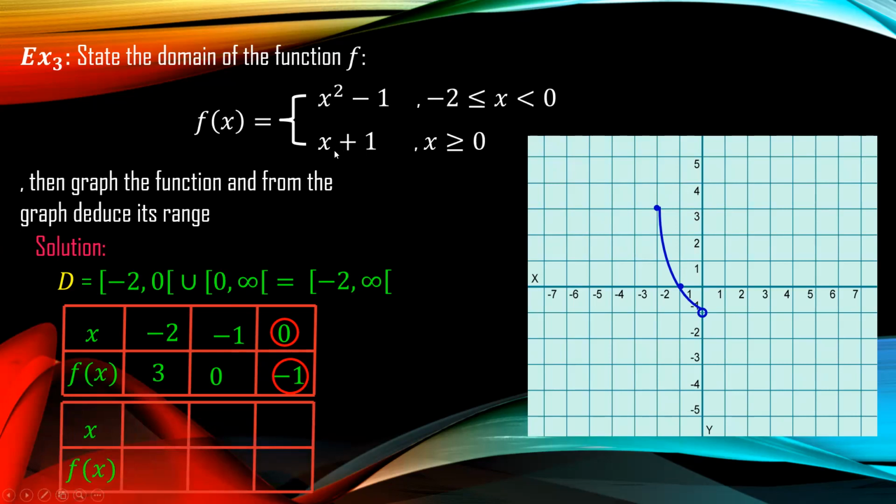The second rule is x plus 1 for x greater than or equal to 0. We substitute x by 0, 1, 2, and so on. When we put x as 0, f of x equals 1. Substituting x by 1 gives 2, and by 2 gives 3. So we determine the position of these points and join between them. So this figure represents this function, and we can determine the range. It is the open interval (-1, infinity).